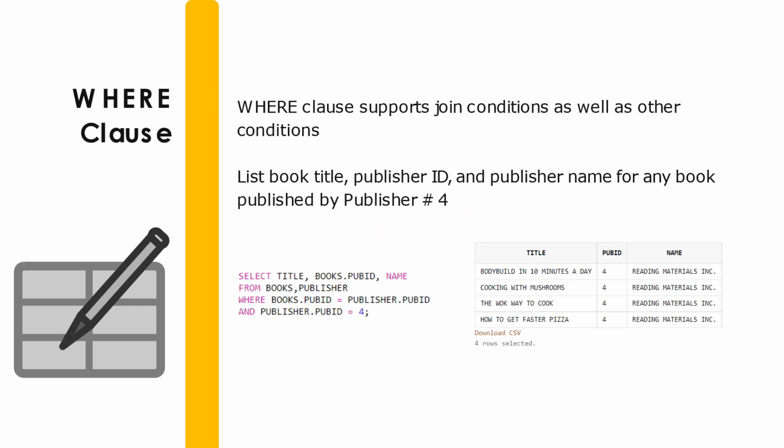As we have seen before, the where clause supports join conditions as well as any other conditions that we may have. In this example, we can see that the first condition is our join condition, and we have another condition that our publisher ID should be equal to 4. Therefore, in our output, we are getting the corresponding book title and the publisher name, but only those that are published by publisher number 4.